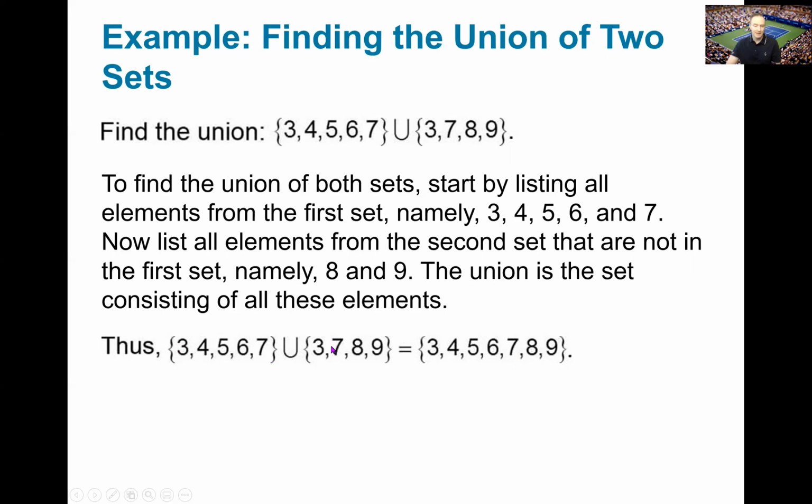And then you go to the second set and say, okay, what elements does this set contribute that the first did not already have? Well, 3, it's already in there. 7, it's already in there. The 8 and the 9, oh, that's not in there. I have to include them in the union, because the union says it can be in the first set or the second set. So the set of numbers 3 through 7, union with the set of numbers 3, 7, 8, and 9, gives me the set of numbers 3 all the way up to 9. And again, remember, for this set notation, you have to start with a brace and end with a brace.